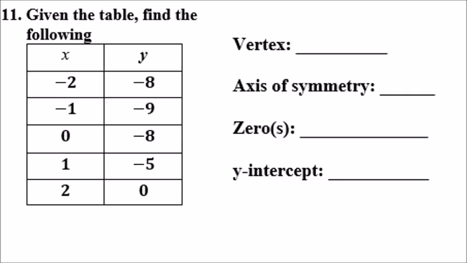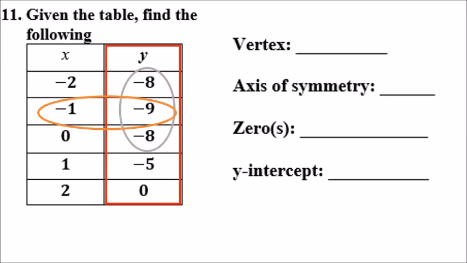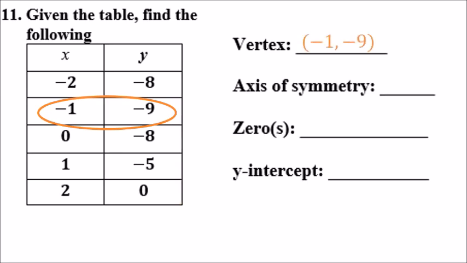The first question is asking me for the vertex. So that's the middle point where my graph starts to change directions. I'm looking at the y values to see where I notice the pattern starting over. Where's the middle of that pattern? Where's my sandwich? Well, I see that right here where I have a -9 that is trapped in between 2 -8s. So that makes the -9 the very center of my table. And that makes the ordered pair -1, -9 my vertex.